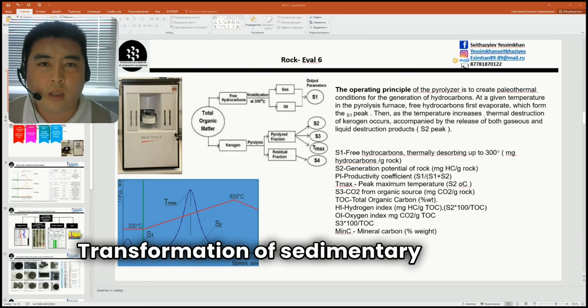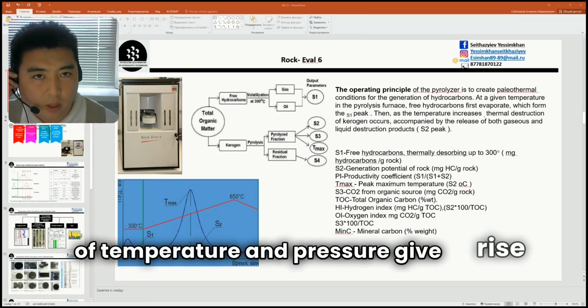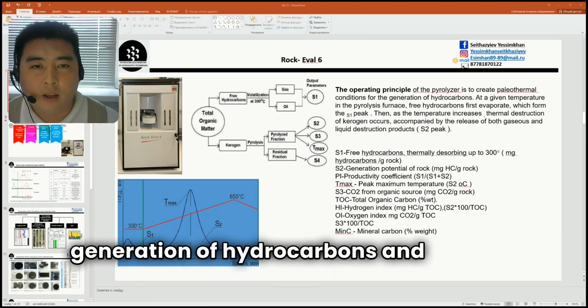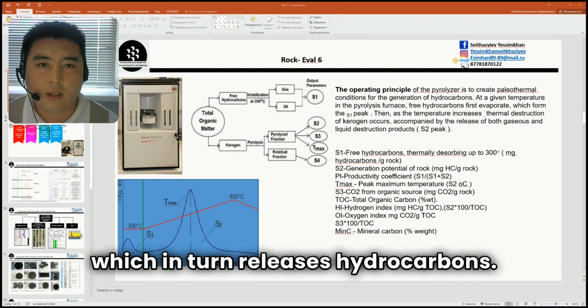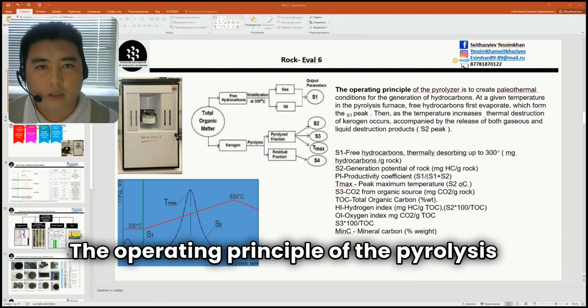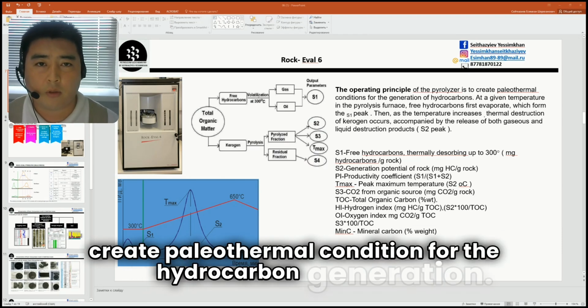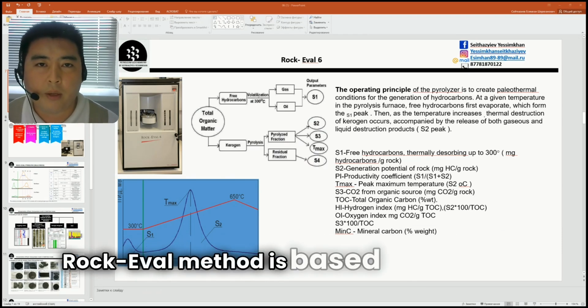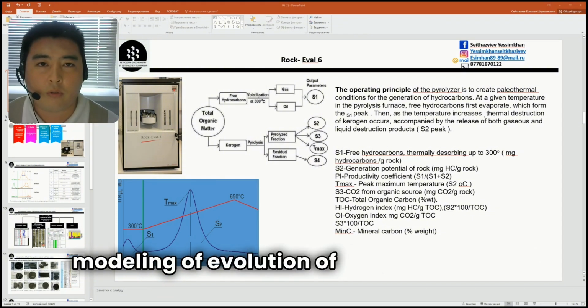Transformation of sedimentary organic matter under the influence of temperature and pressure gives rise to the generation of hydrocarbons, and thermal cracking of kerogen, which in turn releases hydrocarbons. The operating principle of the pyrolysis is to create paleothermal conditions for the hydrocarbons generation. The Rock-Eval method is based on the thermal modeling of the evolution of the source rock.